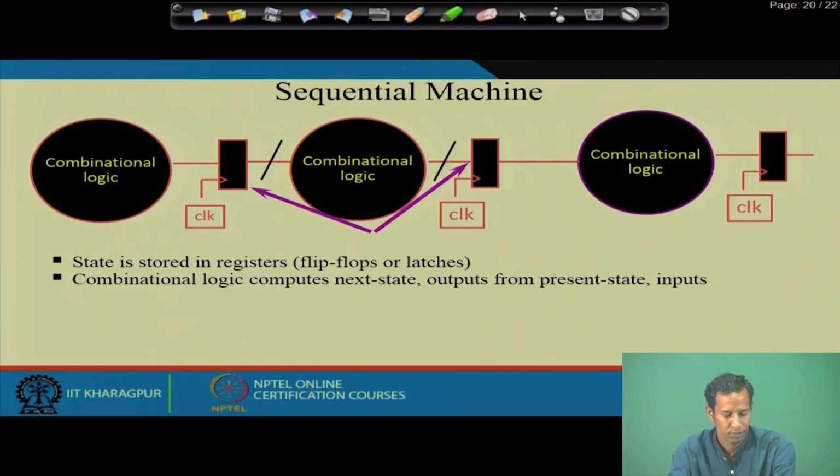In a sequential circuit there are states: the input state, the output state, the next state, from which state to what state it will go. The states are stored in the registers. The registers may be flip flops or latches, whereas the combinational logic computes the operations. Suppose there are 3 states, whether it will go from S0 to S1 or S0 to S2 depends on the input we give. That logic depends upon the combinational logic, which computes the next state as well as the output from the present state, depending on the value of the present inputs.